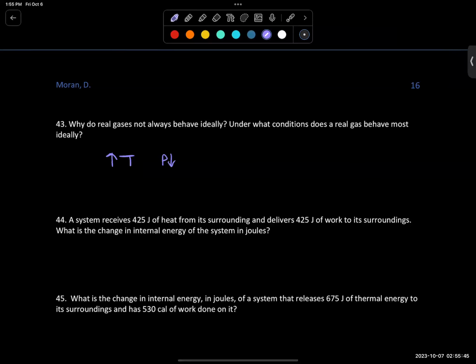Yeah. So those are the two things we're going to have to remember. I have seen a lot of questions where the answer choice is high temperature, low pressure. Because it's asking you basically the same thing, but in a multiple choice style question.